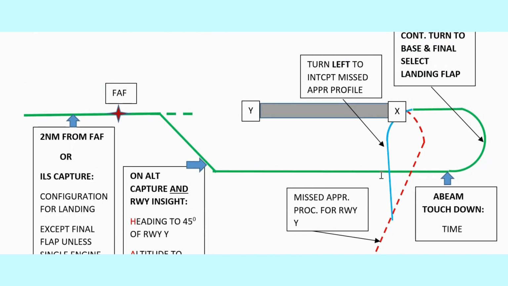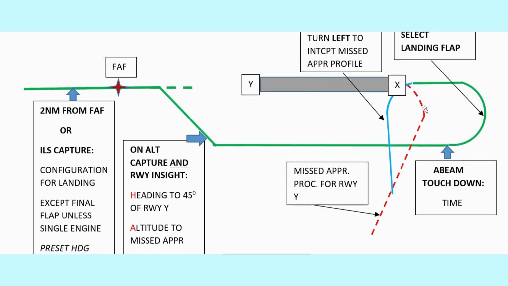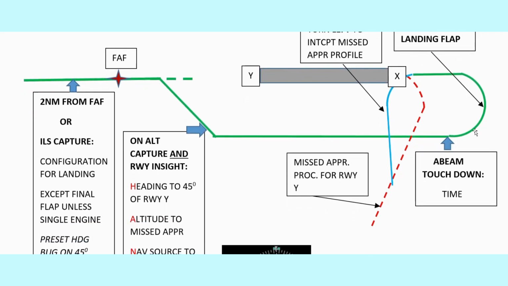So let's say you did all the procedures here, you came here and then you couldn't land for some sort of reason again. So now you can see that here you've turned left to go into runway X. So for the misapproach, you'll again turn left to intercept the misapproach profile for runway Y. So you make a right turn, you turn right for misapproach. You make a left turn, you make a left turn for misapproach.